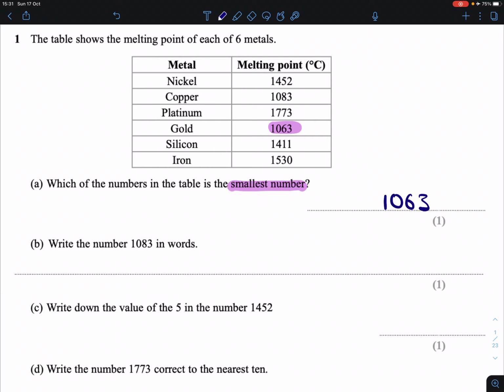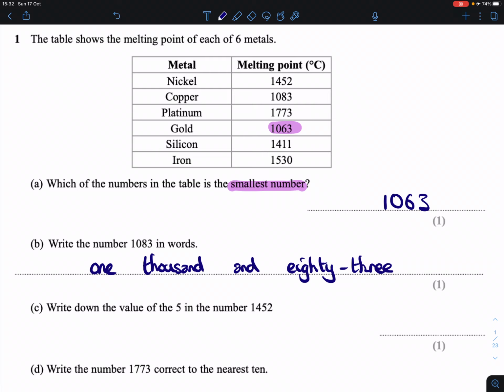Part B. Write the number 1083 in words. Well, I just said it there, but just to clarify, 1083 in words is spelled like so. Okay, if you didn't have the hyphen there, that would also be fine for writing it out.